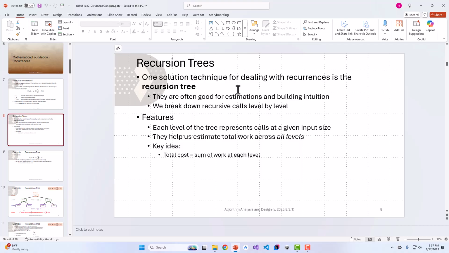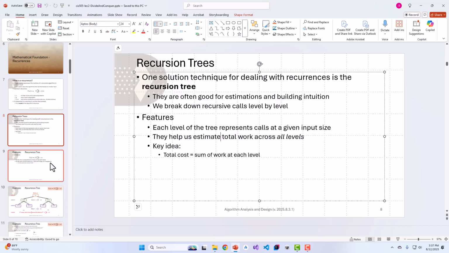Recursion trees are one solution to deal with the recurrences. They're often good for estimations and building intuition. We break down the recursive calls level by level. Each level of the tree represents calls at a given input size. They help us estimate total work across all levels. The key idea is that the total cost is equal to the sum of the work at each level.